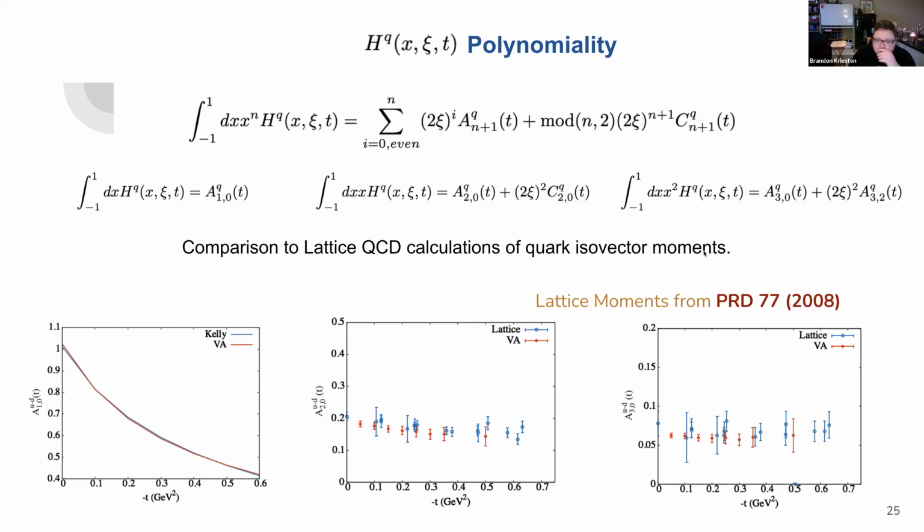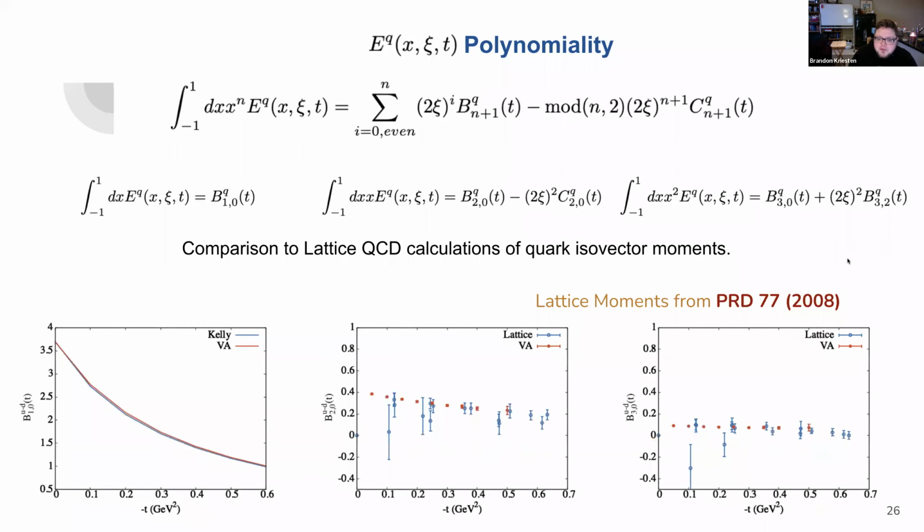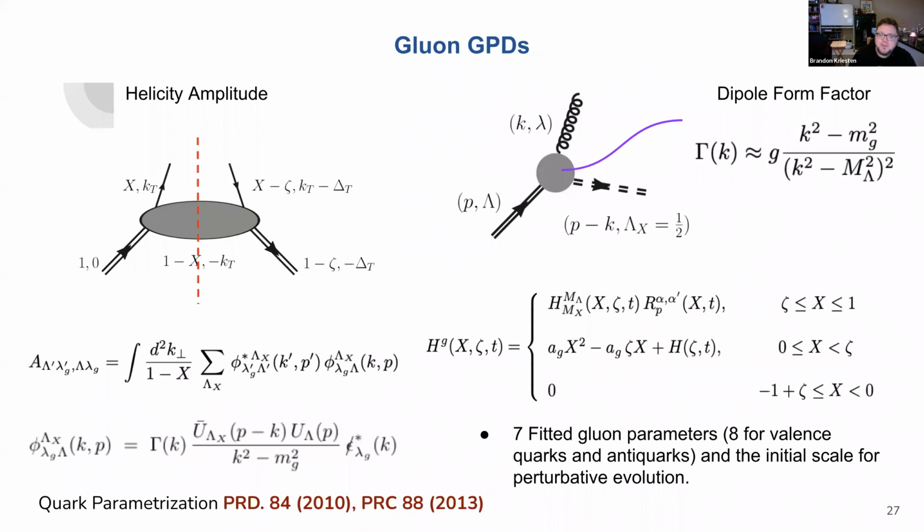And so what we do is we compare these moments to these lattice QCD calculations, and we show that within error bars, we're consistent with the lattice moments. So this is how we determine that our parameterization obeys polynomiality, for instance. And one could do something similar with E as well.